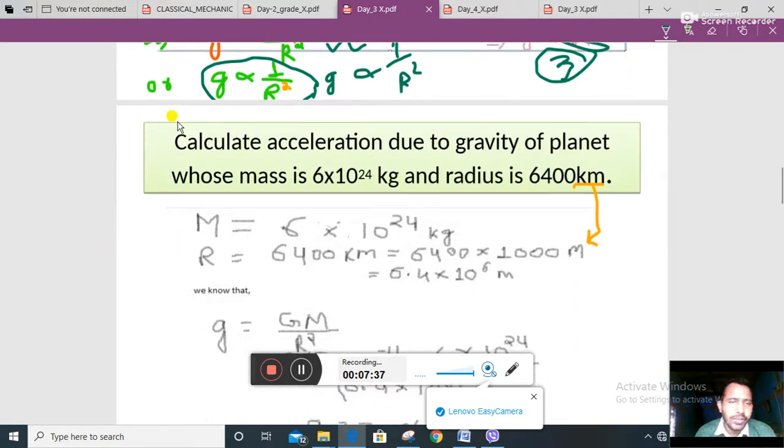Now here is one numerical problem. Calculate the acceleration due to gravity of a planet whose mass and radius are given. This is regarding our earth. Earth has this mass and this radius. To solve these questions, first we should convert kilometer into meter. So I have written mass equals this much and radius equals this many kilometers. Now convert into meter by multiplying by 1000, and I wrote it in scientific notation, 6.4 × 10 to the power 6 meter.